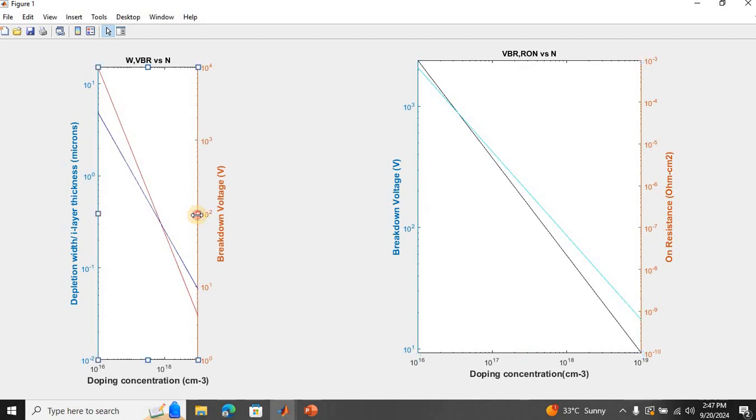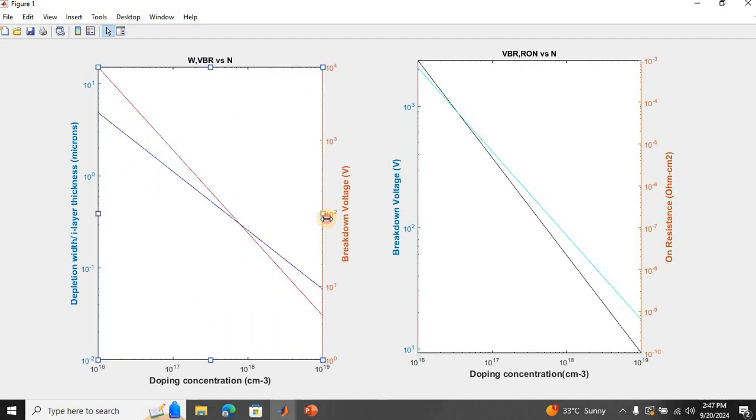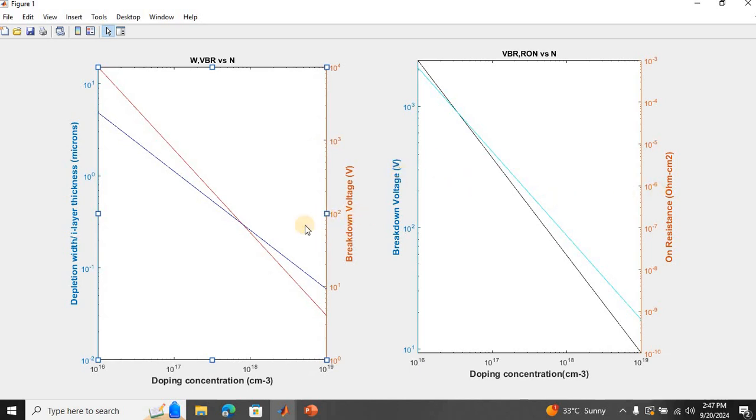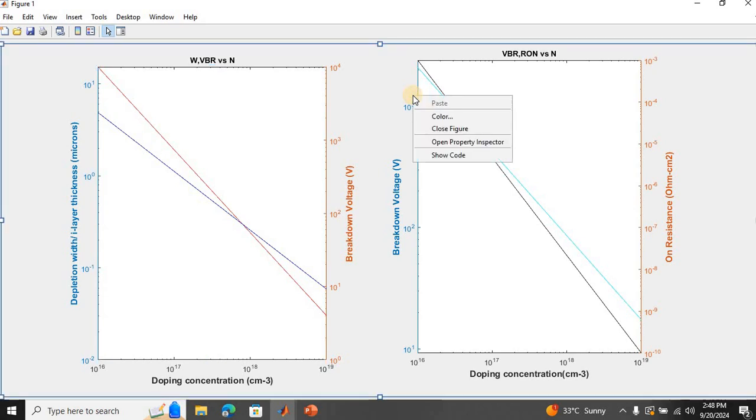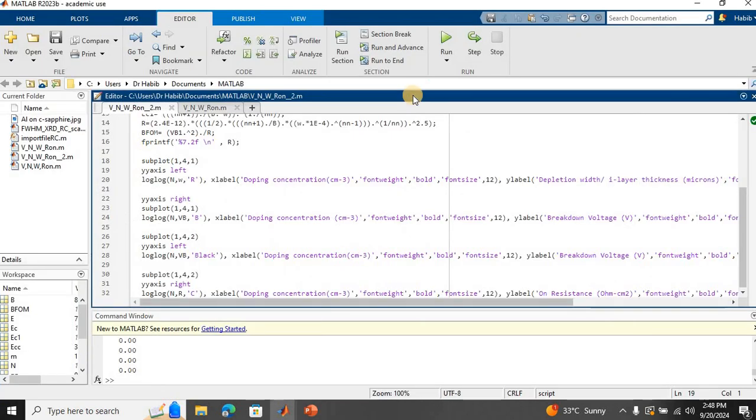Similarly, you can increase the size of this figure as well, and then you can play around. This vertical axis over here represents the breakdown voltage for the left figure. Similarly, this one is the breakdown voltage for the right figure. So you can play around with the values of each of the axes in order for a fair comparison. And similarly, you can play around with the colors of these as well.